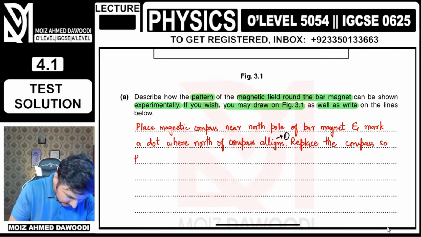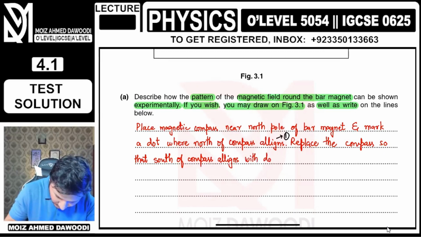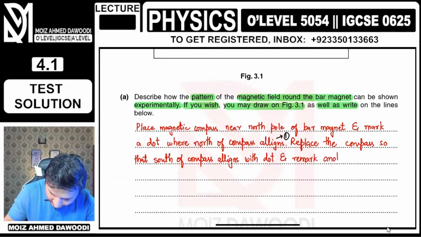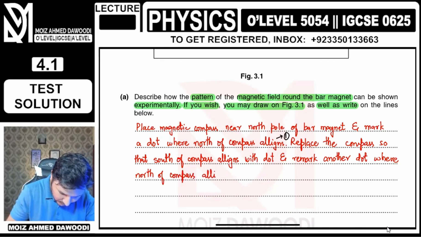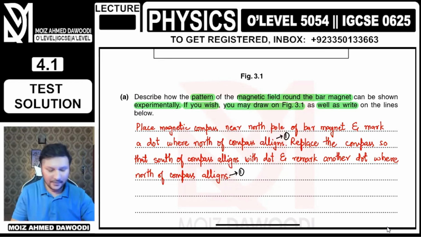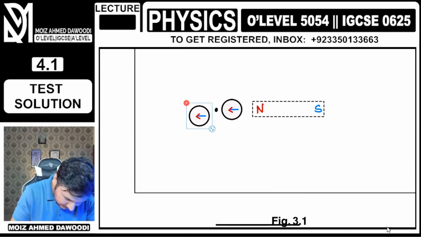Replace the compass so that the south of the compass aligns with the dot, and remark another dot where the north of the compass aligns. This will give you mark number 2. I can show that in the diagram as well, like this.